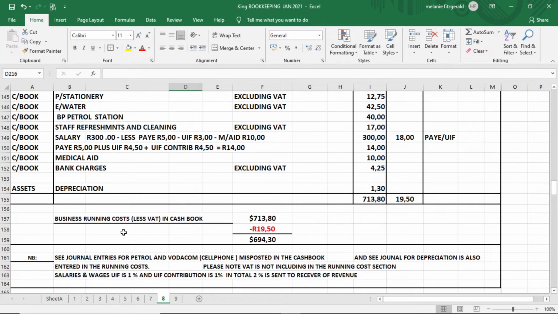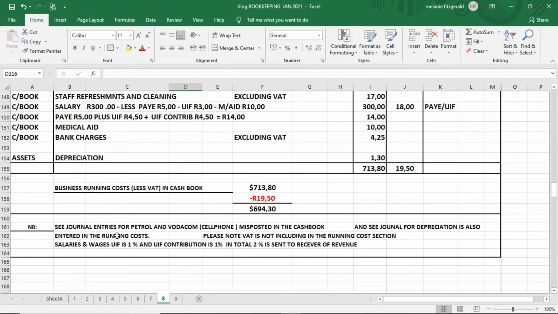So the business running costs less VAT in the cash book is $713.80 minus the $19.50. That gives us a total of $694.30. Just a little note here: journal entries for petrol and Vodacom cell phone misposted in the cash book. We just did that now, we did that earlier. And see the journal for depreciation is also entered in the running costs. Please note that VAT is not included in the running cost section. Salaries and wages is 1% and UIF contribution 1%. So the company contributes 1% and the salary and wages contribute 1%, so it's a total of 2% sent to the receiver of revenue.